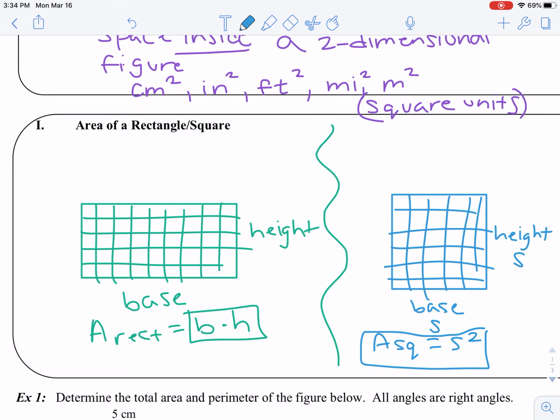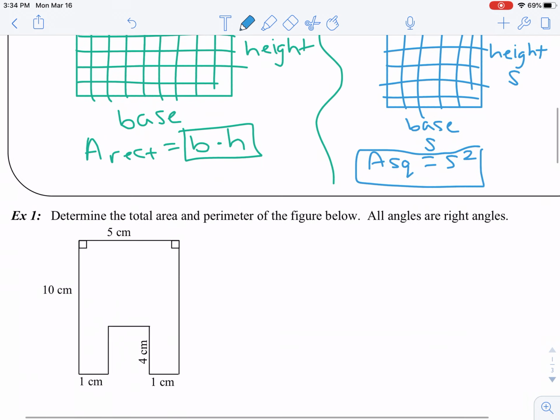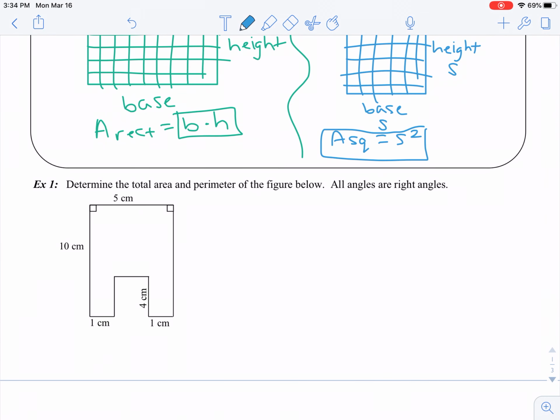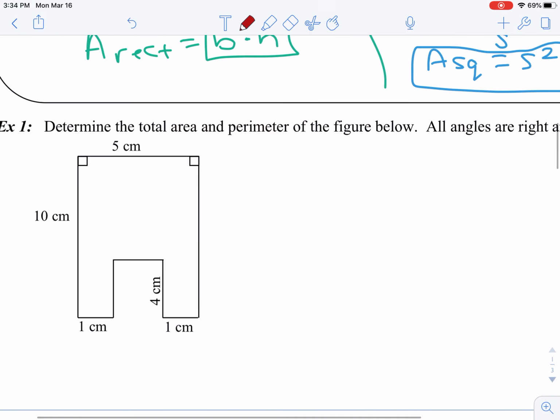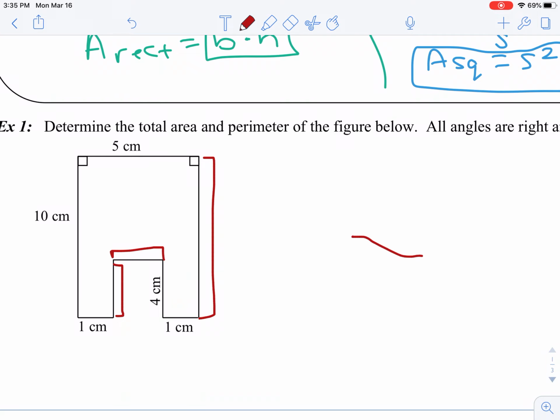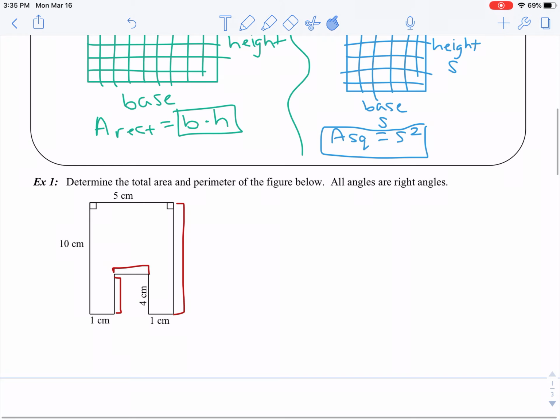So when we do this, we might need to apply some of our prior knowledge. We might need to take shapes and break them into smaller shapes. So let's take a look at this one. This one's asking us to find the total area and the total perimeter. So if I take a look at the perimeter, I need to figure out this missing distance, this missing distance, and this missing distance. And that will help me find the perimeter. It says specifically that these are all right angles.